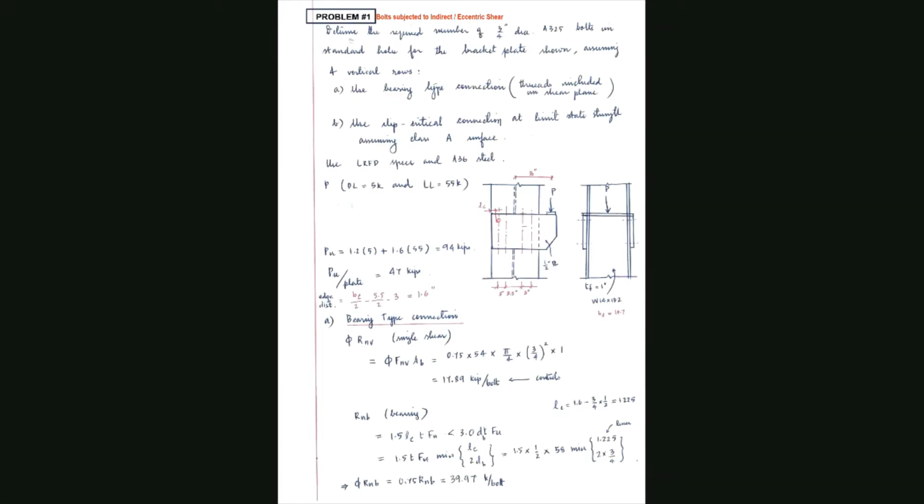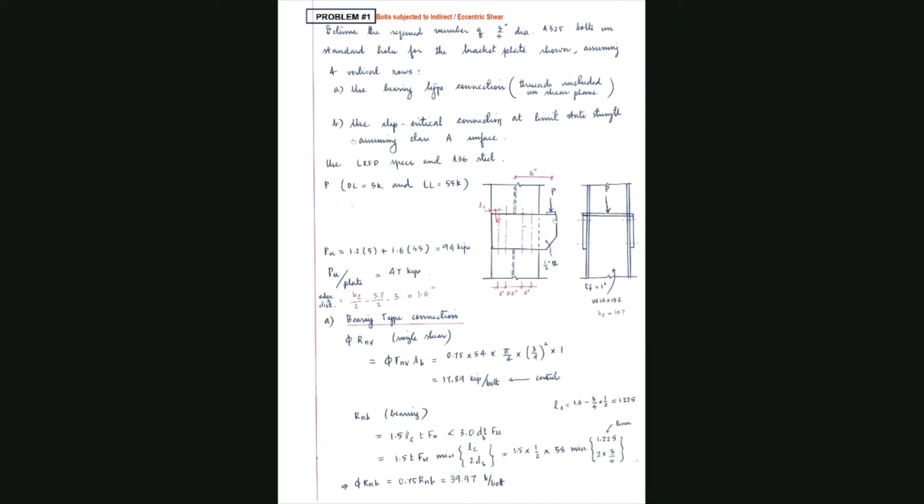Now the first problem is to determine the required number of 3/4 inch bolts of type A325 in a standard hole for the bracket plate shown below, assuming 4 vertical rows. See, you have been told to use 4 vertical rows. The first type of connection is a bearing type connection, with threads included in the shear plane. And then you have a slip critical connection at limit strength, assuming class A surface. You see that you can just analyze the problem.